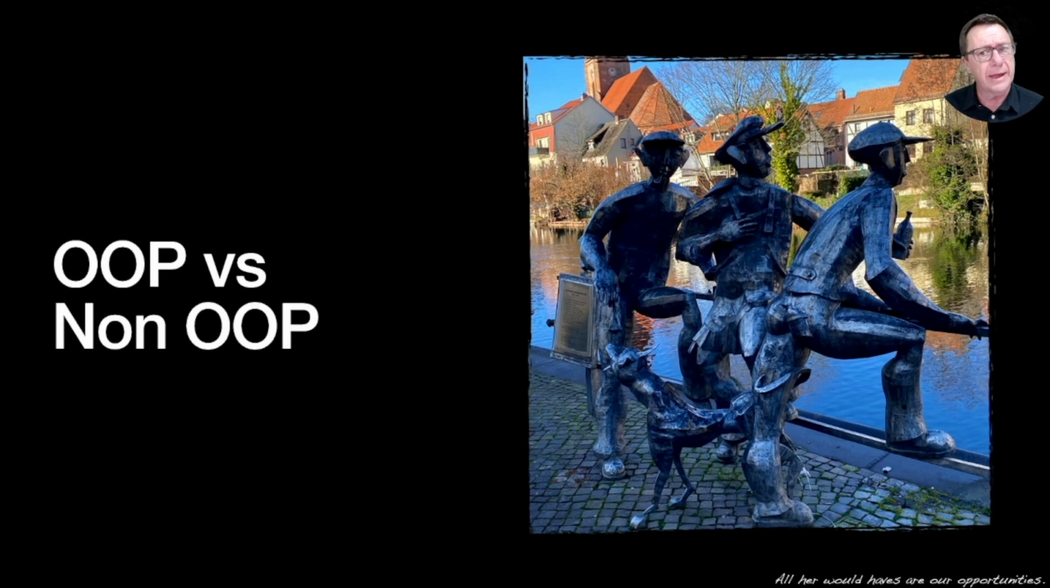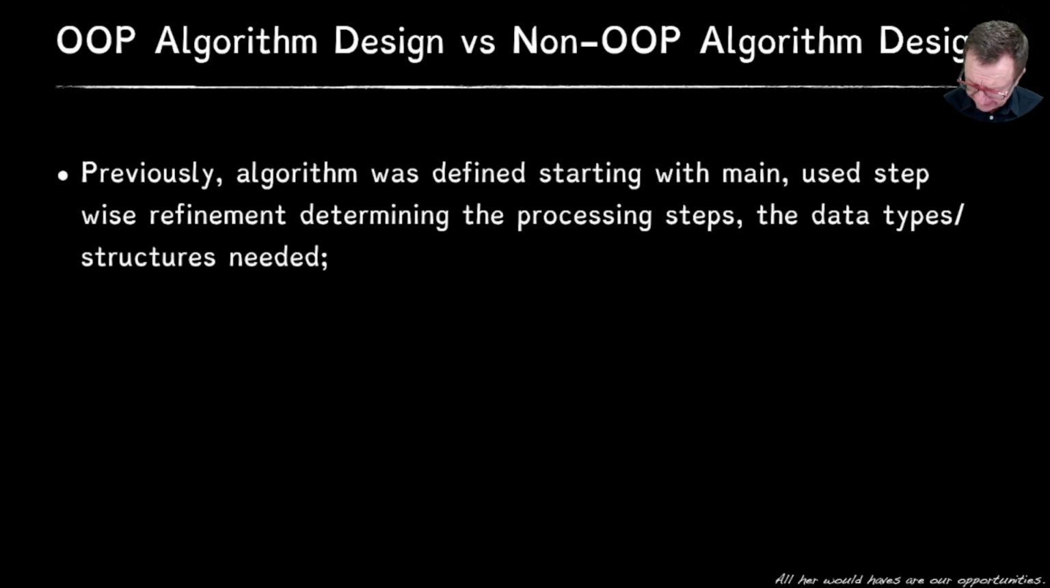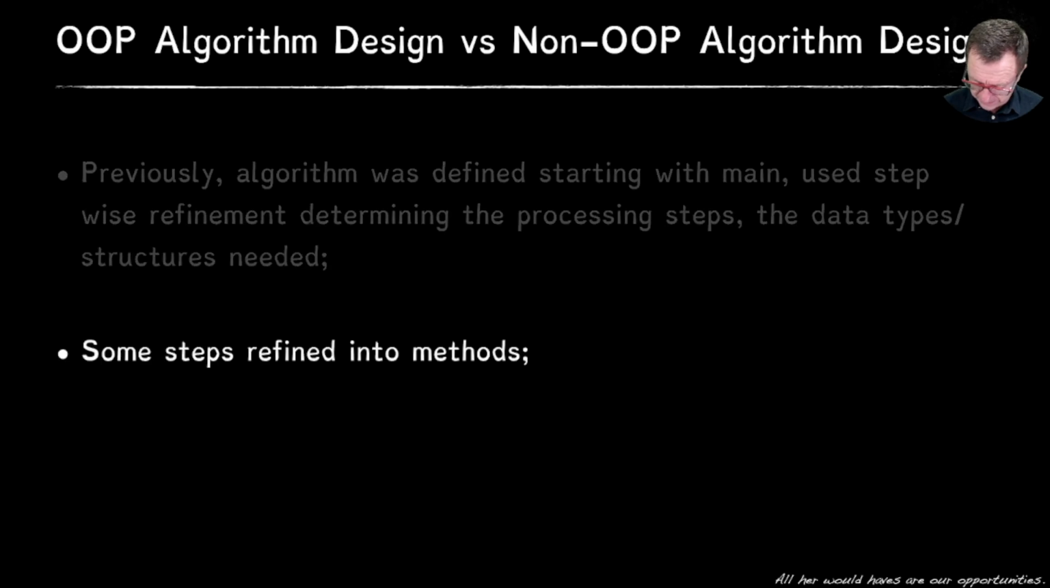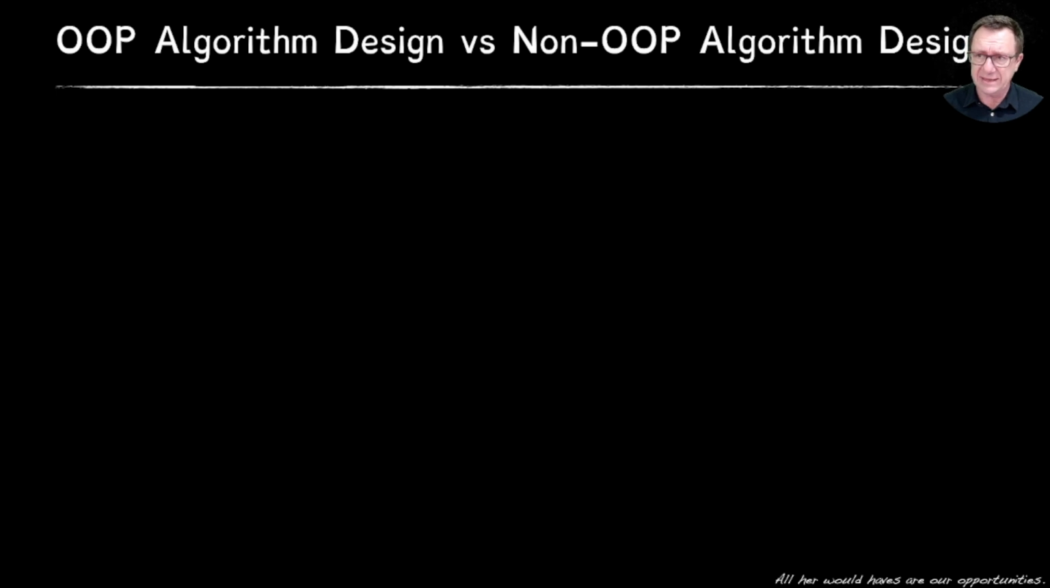Let's take a look now at OO programming versus non-OO programming when it comes to algorithm design. Previously, we started with main. We used stepwise refinement and we determined the processing steps that needed to occur. Straightforward. We looked at what data we needed and therefore what data types, what variables, and what structures we needed. Straightforward. And we were refining things as we went, and it was a repetitive process that we kept doing until we were ready to code and get going.